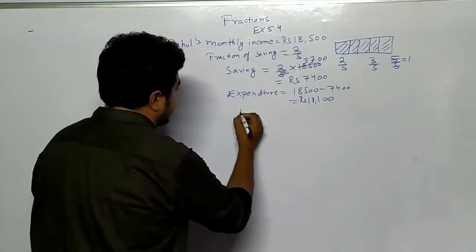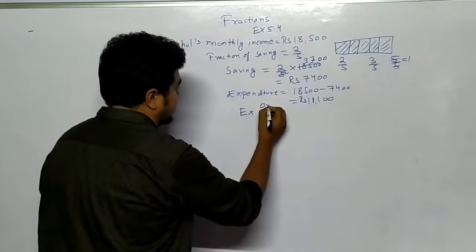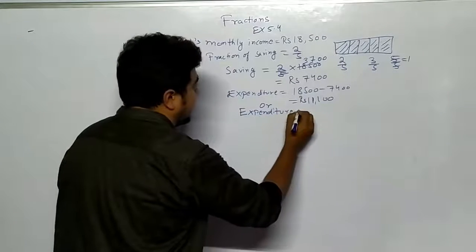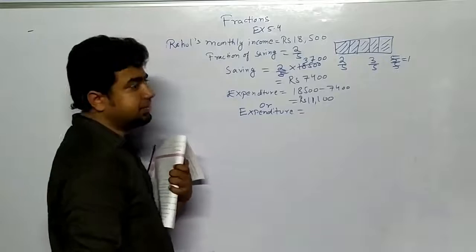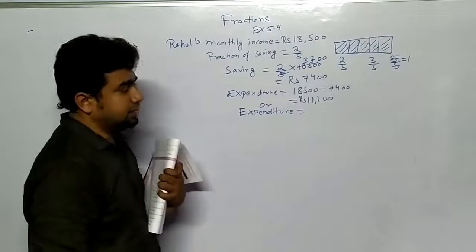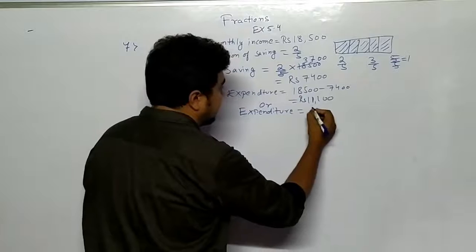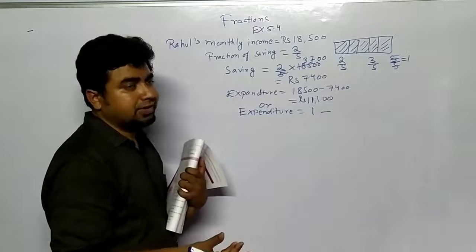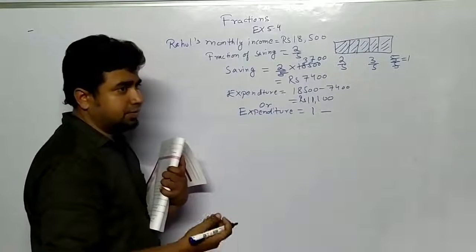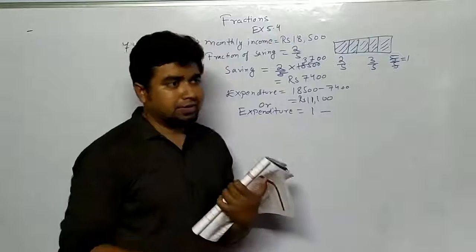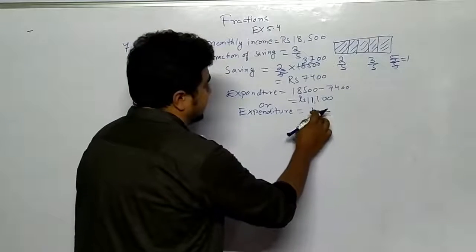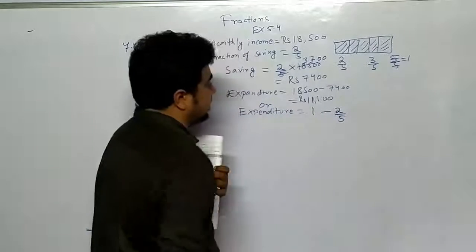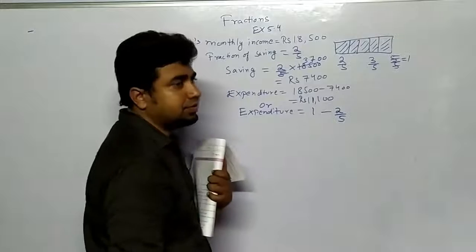Now, the other way you can find expenditure is, as I stated, 3 by 5 will be the expenditure. If 2 by 5 is savings, then expenditure is 3 by 5. How can you find 3 by 5? From the full, if the whole of the money is being spent, then what is the full fraction? 1. Out of that you are subtracting 2 by 5. 2 by 5 is your saving.